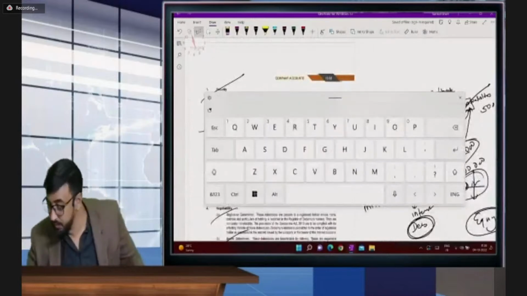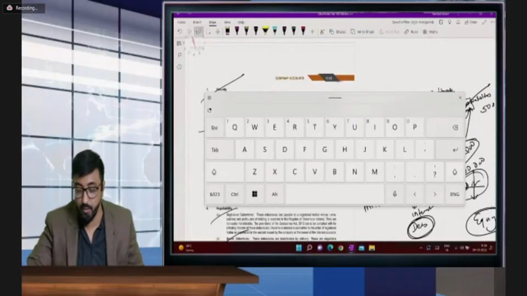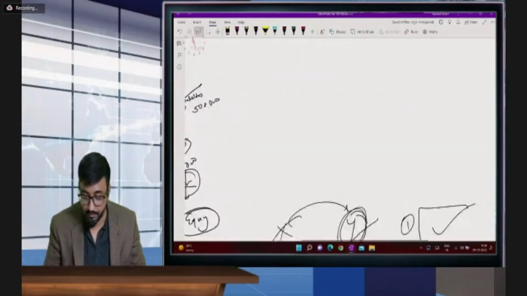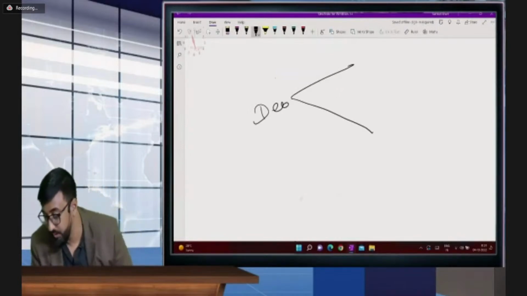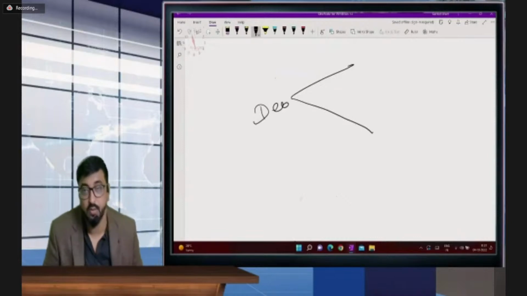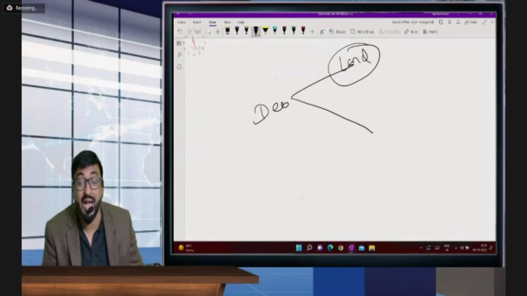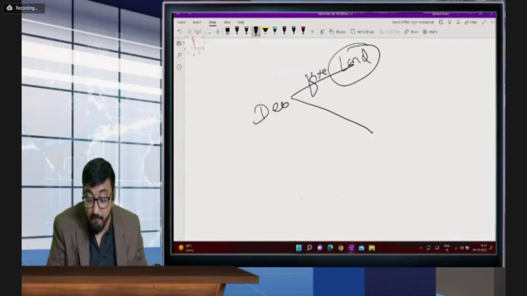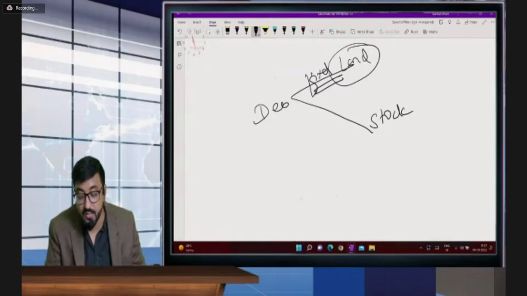Yes, till now any confusion, beta? Fixed and floating, good question. So beta, suppose if debentures are issued and land is taken as a security. Land is given as a security to debenture holder. In that case, land is beta fixed because land is not going to move. But stock is given as a security. Inventory is given as a security. It is called as floating charge.